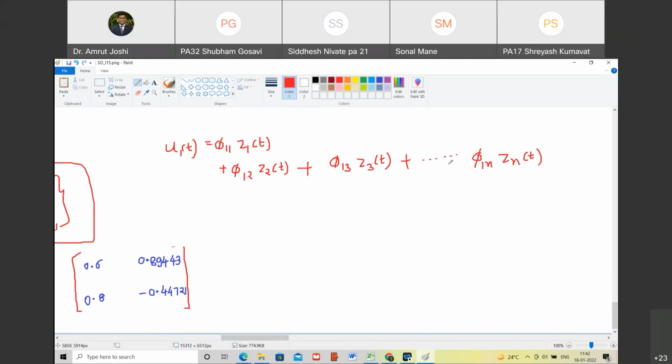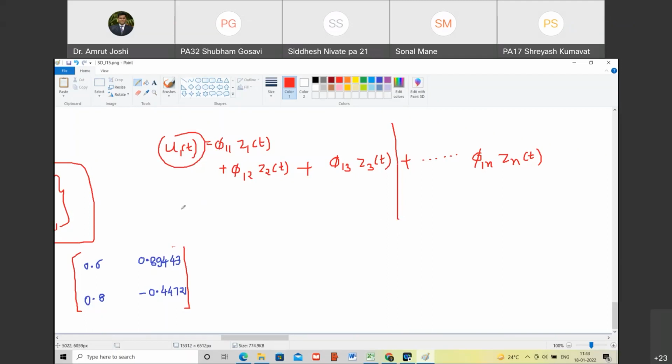Do you agree with me? Yes, sir. So that means u1 of t will be governed by the first few modes. Possibly 98% of the response u1 of t will be captured in the first three modes. Are you with me? Yes, sir. Because z4 of t will vanish to zero so fast that after some time it will be insignificant. Are you able to understand what I'm trying to say?